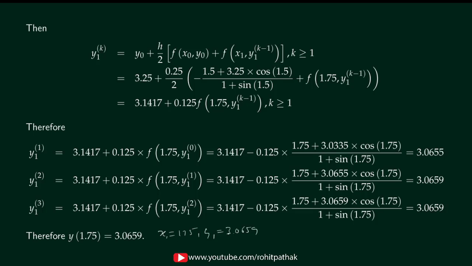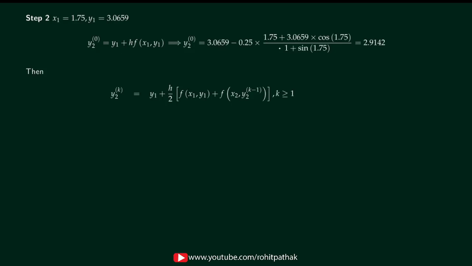Now we start from x1, y1 and repeat this procedure again. Starting with x1, y1, we find an estimate of y2 by using Euler's method. This is the estimate of y2 by Euler's method, which is 2.9142. Now a better approximation to this y2 is given by the modified Euler's formula. So here this is the better approximation to y2.